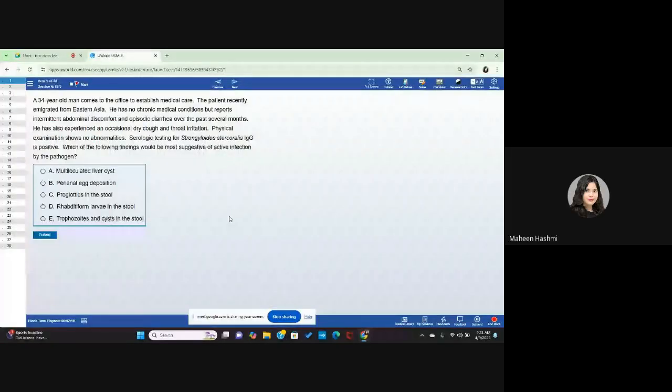Okay, so the first question for today is: physical examination shows no abnormalities. Serological testing for Strongyloides stercoralis IgG is positive. Which of the following findings would be most suggestive of an active infection? So we have a 34-year-old man. He has an immigration history. He has no chronic medical conditions. He comes with intermittent abdominal discomfort and episodic diarrhea. He also experienced dry cough and a throat infection. So, what finding is suggestive of the active infection? What do you guys think the answer is?